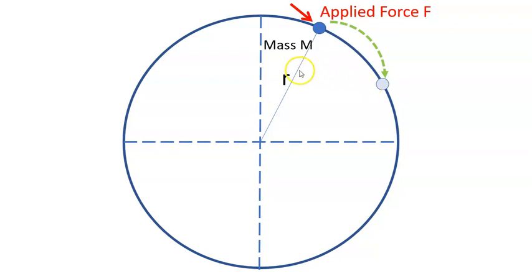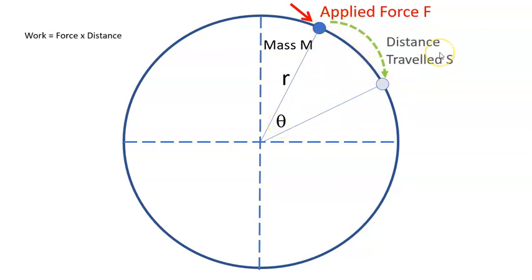We're going to assume that the angle that makes is the angle theta, and the distance that the mass has traveled, we're going to call that distance s. Now, from the definition, work is equal to force times distance. So we had a force and I moved this mass a distance s. So the work done was force times distance s. But from the definition of a radian, this distance s is equal to r times theta.